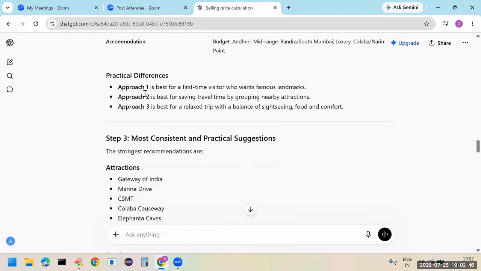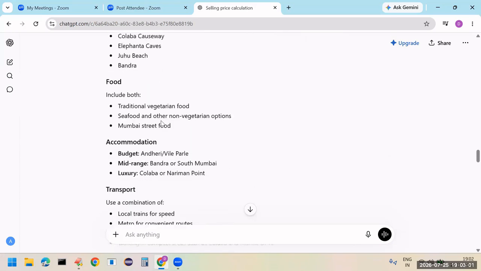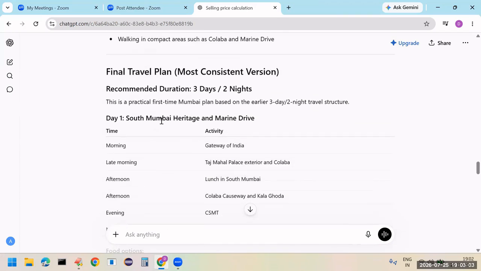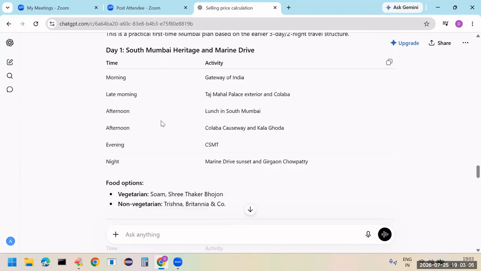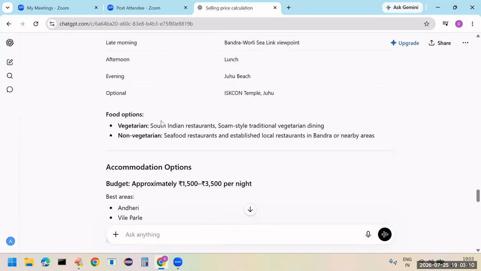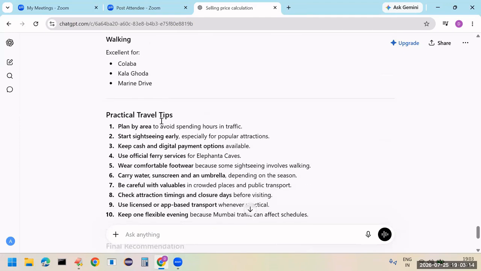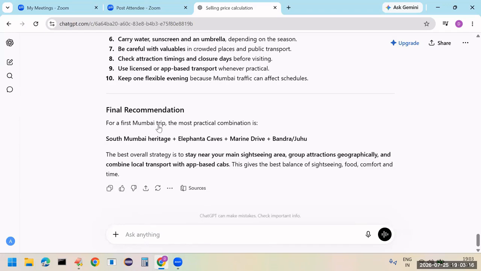Practical differences: approach one is best for first time visitors, approach two is best for saving travel time, and approach three is best for a relaxed trip with balanced sides. Then the most consistent and practical suggestions: the strongest recommendations are what it has given in the final travel plan. Clear, friends? Any questions? No. So it is also a beautiful plan, right?